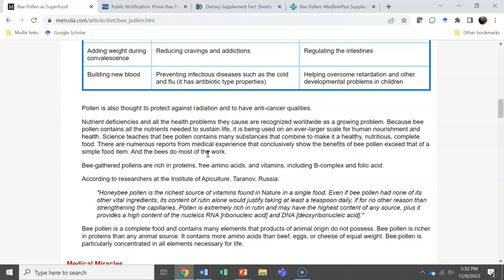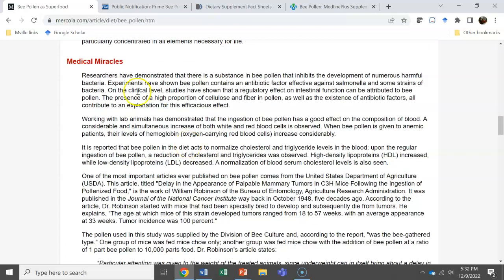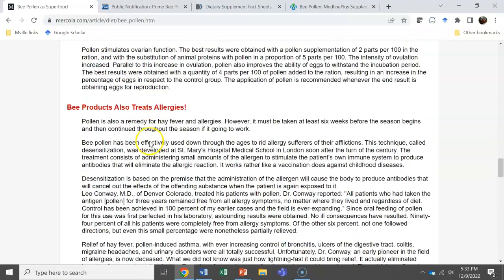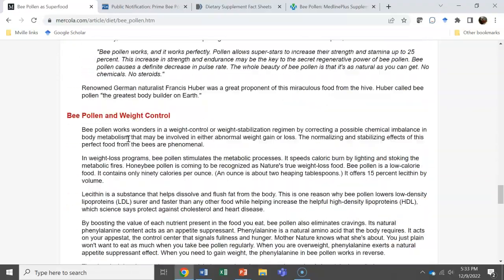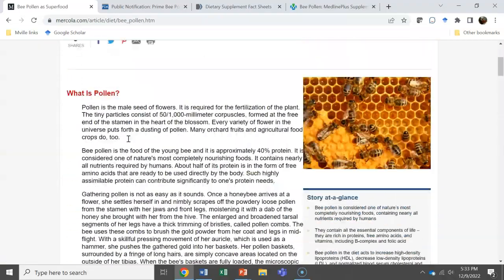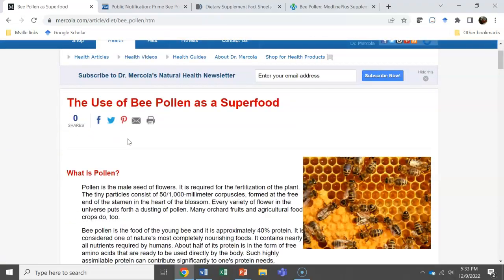But they're trying to sell it to you with the idea, this is a cure-all no matter what you've got going wrong for you. Look at medical miracles. These sort of words scream to a scientist in the medical community. Infertility problems, it's going to treat allergies. It does everything. Look at all these things it does for you as a cure-all. And of course, if you do want to buy this product, it's going to cost you quite a bit of money.